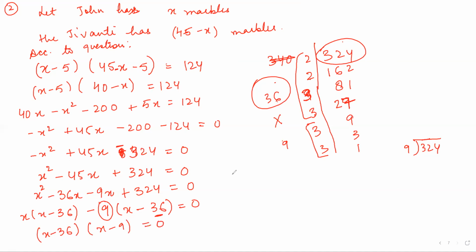And again, you equate them to 0. So x minus 36 is equal to 0. That gives you x is equal to 36. And x minus 9 is equal to 0. That gives you x is equal to 9. So both possibilities are there. So x is equal to 36 or x is equal to 9. Right? So either John will have 36 marbles, so then Jivanti will have how many? 9. And then if John has 9 marbles, Jivanti will be having 36. So any combination will work here.